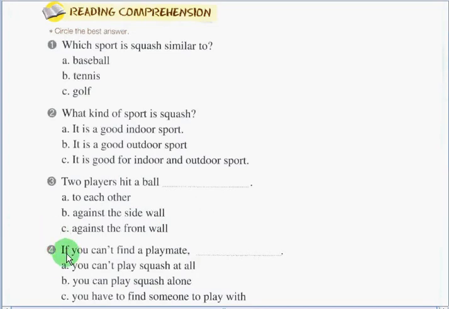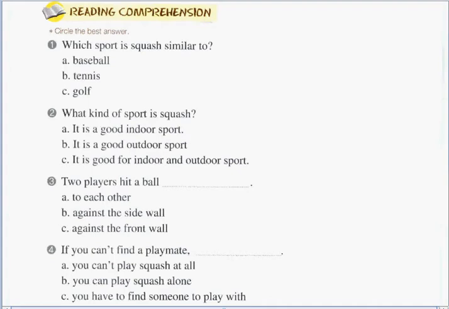And last, number 4. If you can't find a playmate blank. A. You can't play squash at all. B. You can play squash alone. C. You have to find someone to play with.